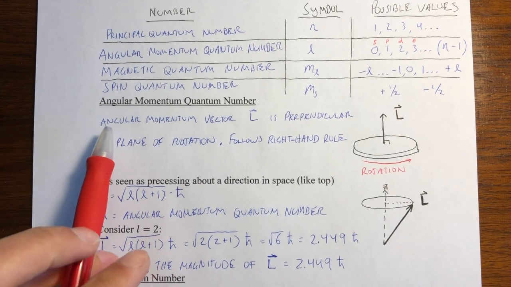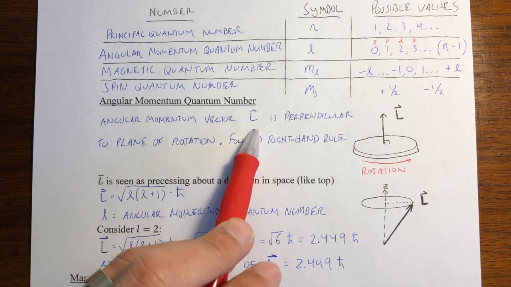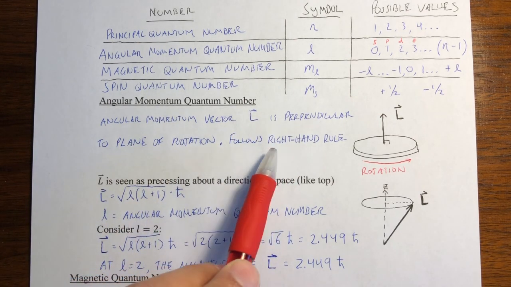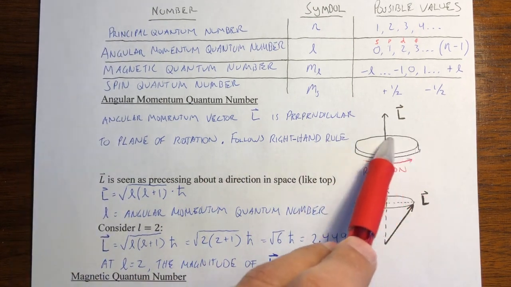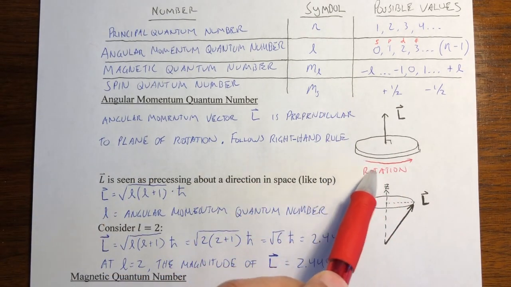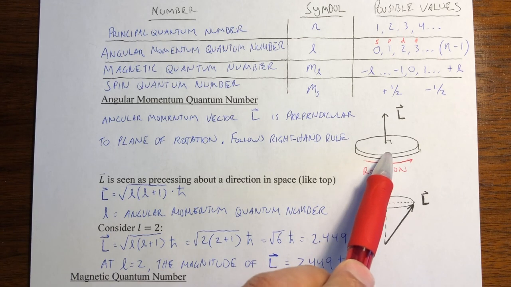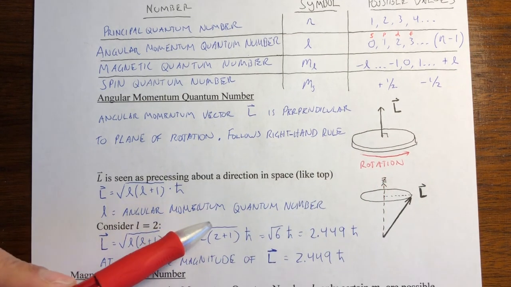Now let's discuss the angular momentum quantum number in terms of vectors. We have angular momentum vector L, with a half arrow above, which is perpendicular to the plane of rotation, and this follows the right-hand rule. So if we have a rigid rotor rotating, viewed from above, counterclockwise, our angular momentum vector is going to be going straight up, and that follows the right-hand rule.